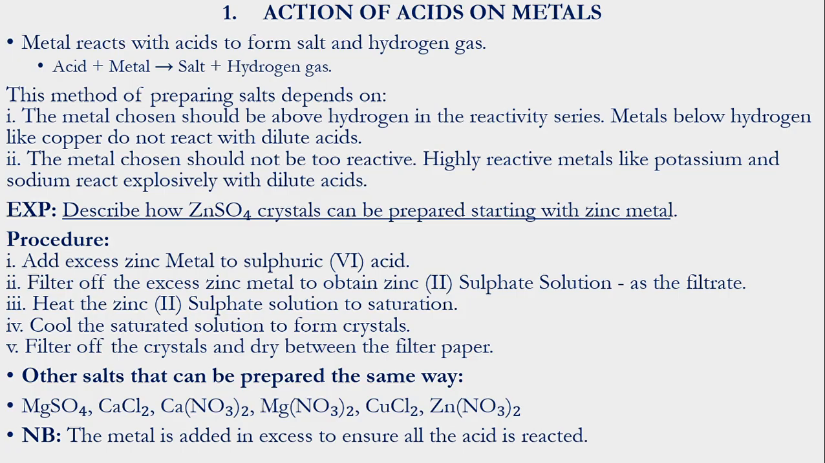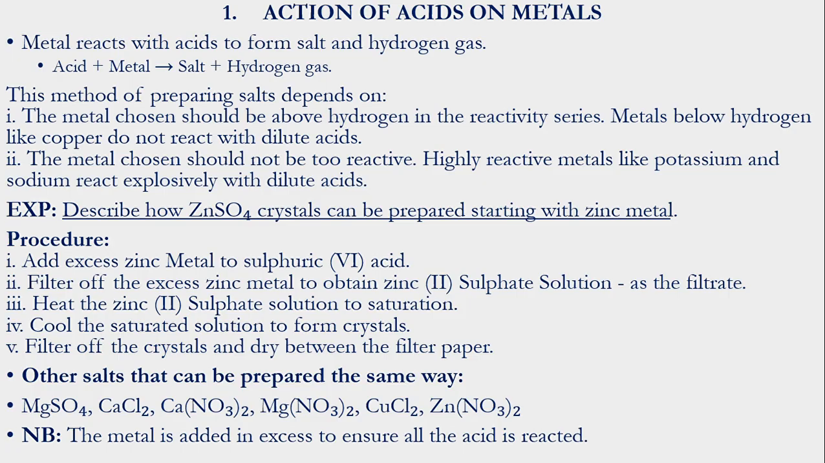So we have an experiment here and a procedure that describes the steps on how to prepare zinc sulfate crystals, starting with zinc metal. As we have said, zinc metal is above hydrogen in the reactivity series. Therefore, we can react it with the corresponding acid to give us zinc sulfate. So if we need to get zinc sulfate, we are going to use sulfuric acid. So we react zinc plus sulfuric acid to give us zinc sulfate.